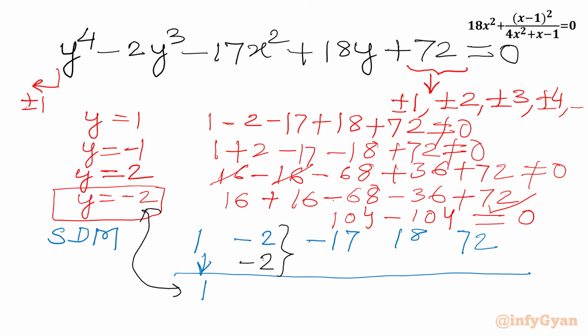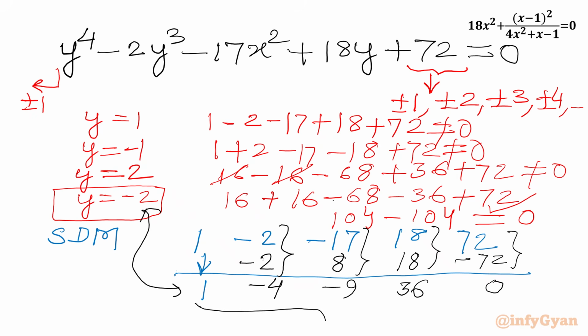Now we will add these two numbers. So I can write minus 4. Minus 2 times minus 4 is 8. We'll add these two numbers and get minus 9. Minus 2 times minus 9 is 18. We'll add these two numbers and get 36 over here. Minus 2 times 36 is minus 72. We'll add these two and get 0. The remainder is 0. So here we have the coefficients for the cubic equation.